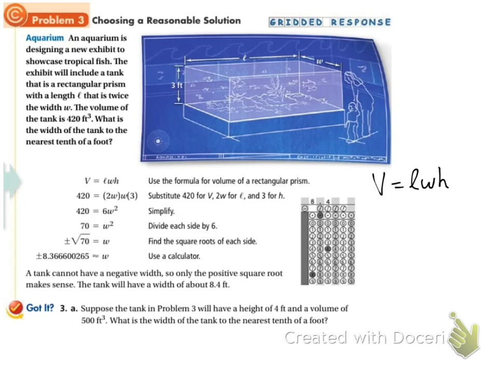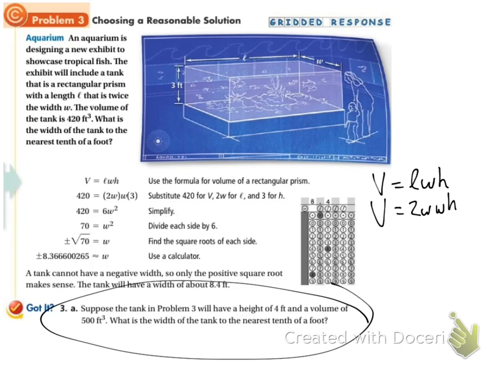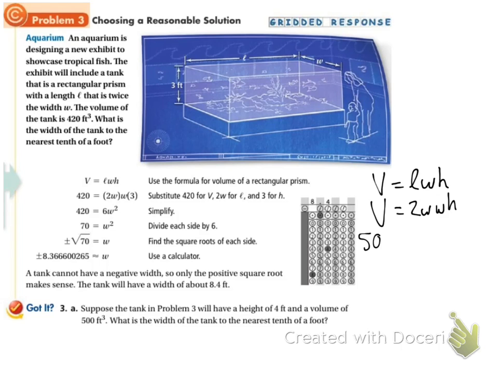So that means in place of L, I'm going to put 2W. Our problem down here says that there's a height of 4 feet and a volume of 500 feet cubed. So I'm going to plug in 500 and the 4. Now I need to clean up this stuff on the right. So 500 is going to stay over here. 2 times 4 is 8. And w times w is w squared.